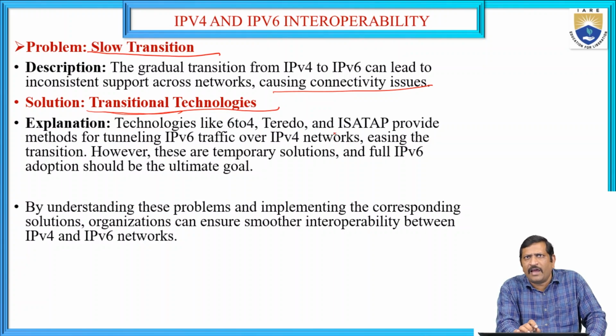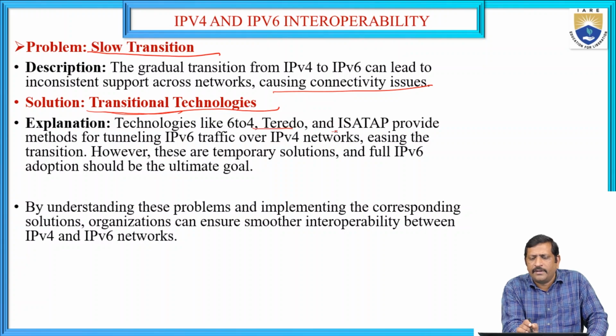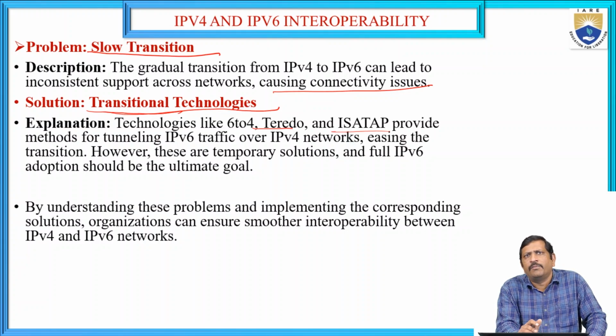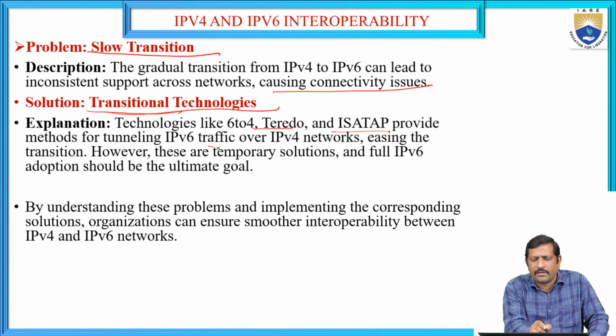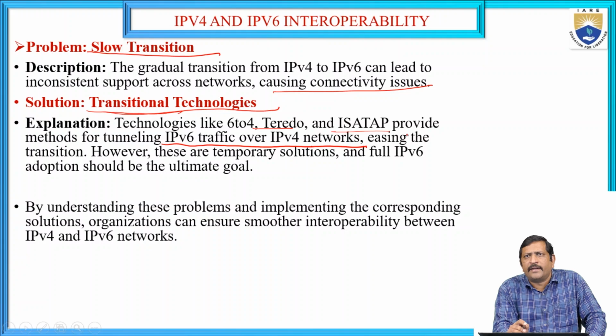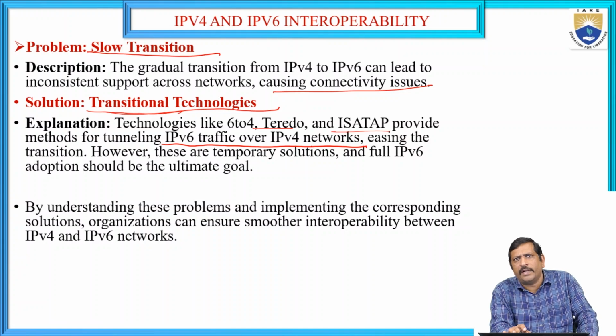The explanation: technologies like 6to4, Teredo, ISATAP. These are the methodologies which provide tunneling of IPv6 traffic over the IPv4 network. Here, these are the technologies which tunnel the IPv4 traffic over the IPv6 network. Now we can easily transmit the data between the IPv6 network and the IPv4 network.